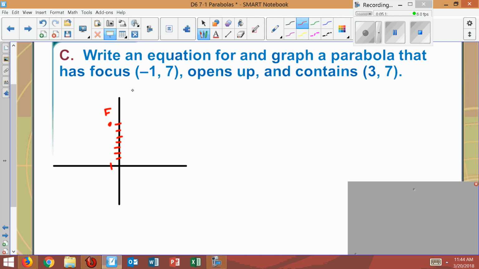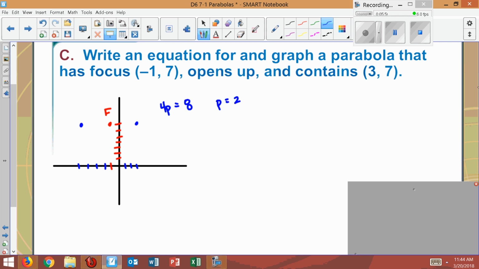And it also says it opens up. So it's going to open around this focus going up. And it'll contain the point (3, 7). Which means if I go right 3 units, I'll find this point. Now, since that's in line with the focus, I know that this parabola that's opening up and hitting this point will also hit it over here. So if it was right 4 from that spot, if I went left 4, I would find another one. So if I go left 4, I get this other value. Now, this is equal to 4p. So 4p would equal, if we count them up, this is 8 units across. So it's 4 to there, 4 to there, so that 4p equals 8. That means that p equals 2.